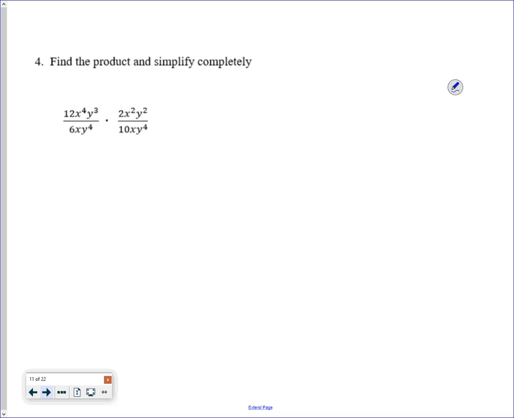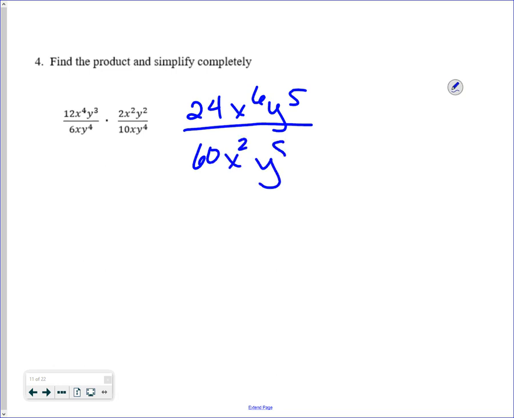Next one, though, we're going to multiply straight across. So if we multiply straight across, we would get 24 x to the 6th, y to the 5th, over 60 x squared, y to the 8th. Reducing that, 24 over 60 reduces to 2/5. X to the 4th after I subtract x to the 6th over x to the 2nd, and y to the 3rd.